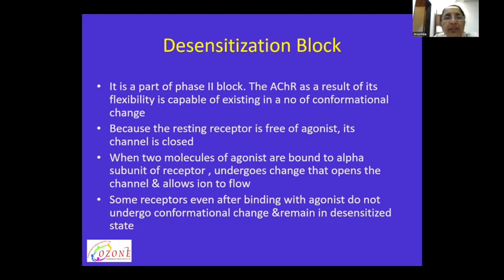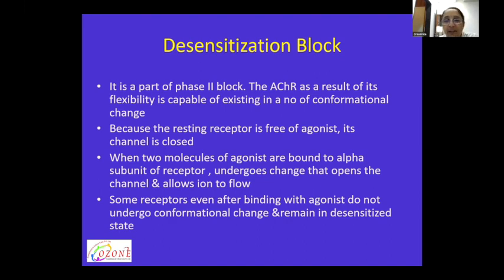Then there are some terminologies, that is desensitization block. It is a part of phase 2 block. The acetylcholine receptor, as a result of its flexibility, is capable of existing in a number of conformations. Because the resting receptor is free of agonists, the channel is closed. What we have seen in the previous slides, when there are no acetylcholine molecules, the channel remains closed. When two molecules of agonist are bound to the alpha subunit of the receptor, it undergoes a conformational change that opens the channel and allows ions to flow. That is the normal mechanism of neuromuscular transmission.